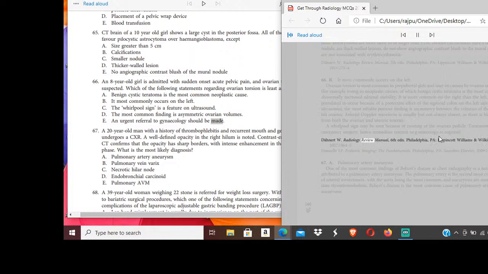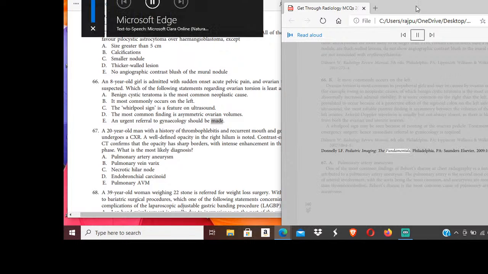Dahnert W. Radiology Review Manual, 6th ed. Philadelphia, PA, Lippincott Williams and Wilkins, 2007:1064-5. Donnelly LF. Pediatric Imaging, The Fundamentals. Philadelphia, PA.